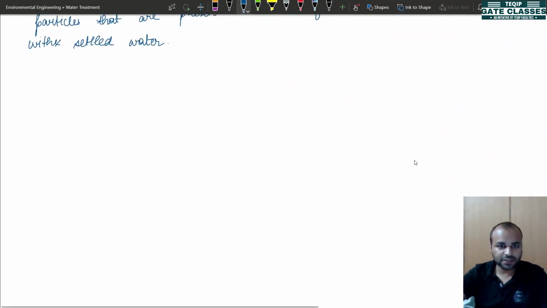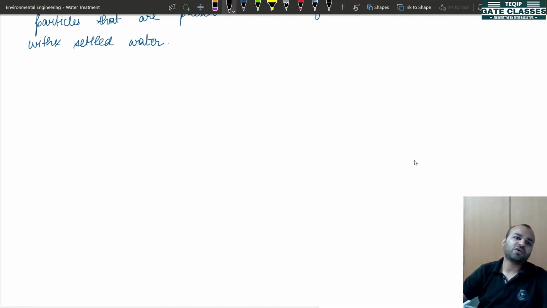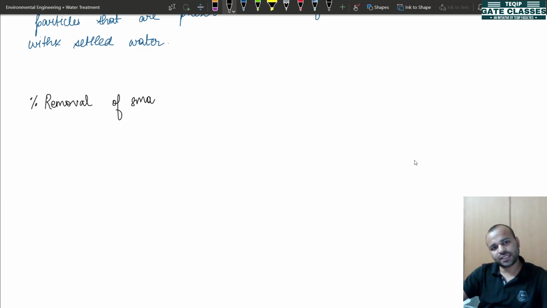Now, if someone asks to find out the percentage removal efficiency of these smaller size particles in comparison to the concerned size particles, how will we calculate? Let us see. What we need to find out is the percentage removal of smaller sized particles.